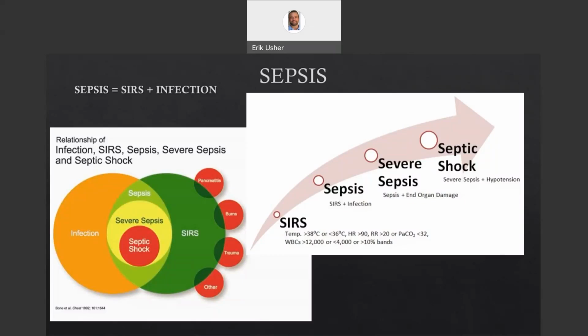So sepsis is simply SIRS with an infection. You have all the things of a systemic inflammatory response syndrome, and then you have an infection that's overlying. That Venn diagram below just shows that. Sepsis can be broken down into 3 different types. Sepsis is SIRS plus infection. Severe sepsis is sepsis, but you get some end organ damage involved. And then, of course, septic shock, which is severe sepsis plus hypotension. They kind of build on each other.